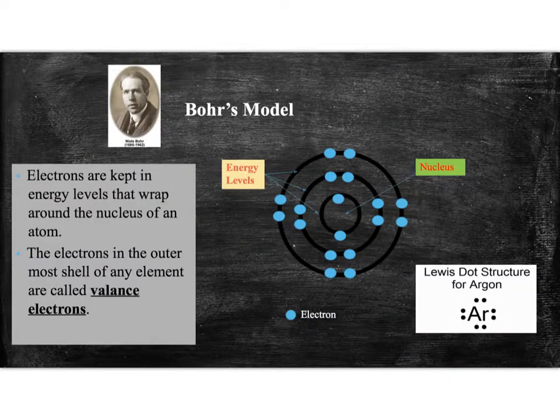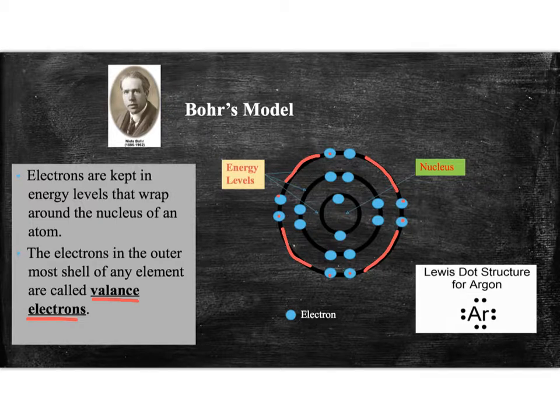So Bohr's model tells you that electrons are kept in different energy levels that wrap around the nucleus of an atom. The electrons on the outermost ring, we call our valence electrons. On this outer ring right here, this is where you're going to find your valence electrons. If you look at the valence electron ring, we have 1, 2, 3, 4, 5, 6, 7, 8. So this element, whatever element it is, has 8 valence electrons.